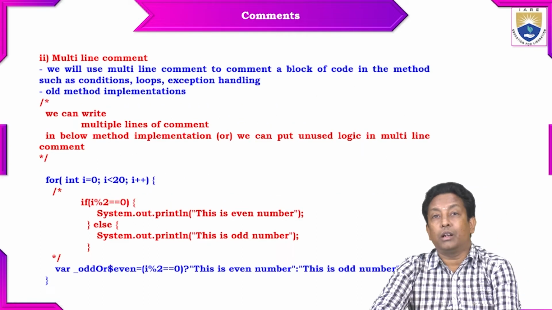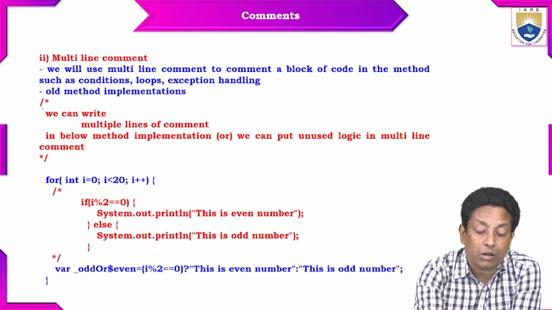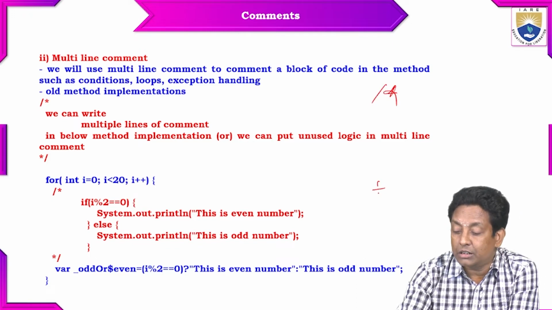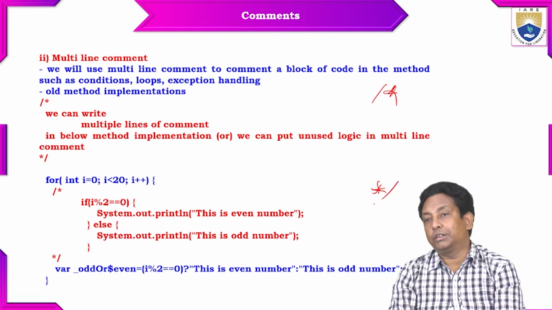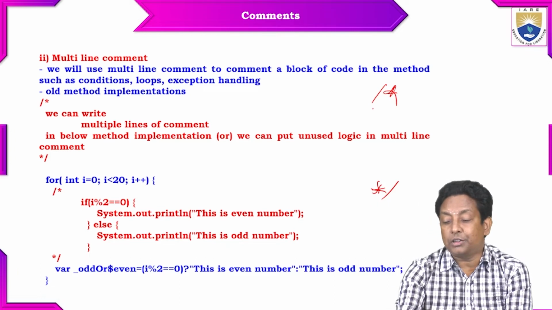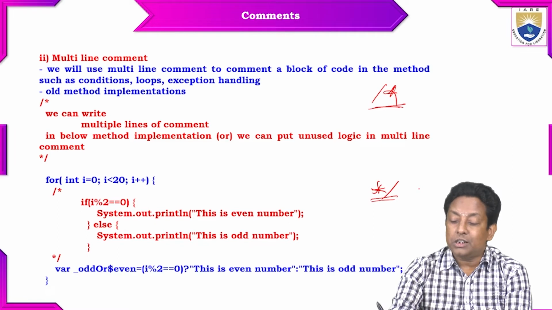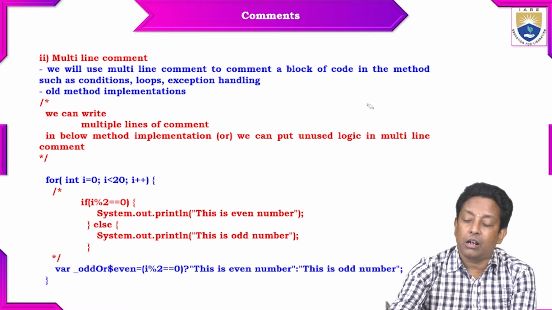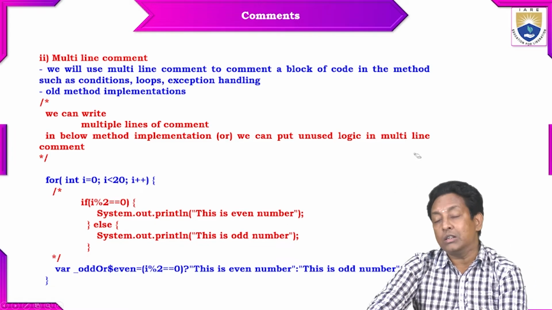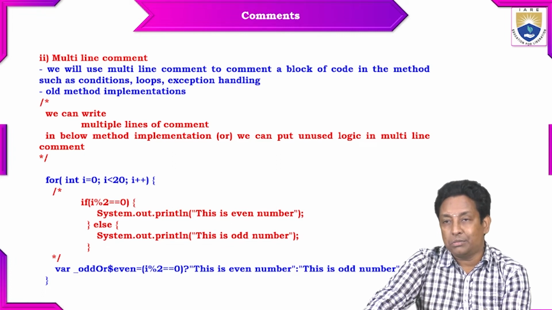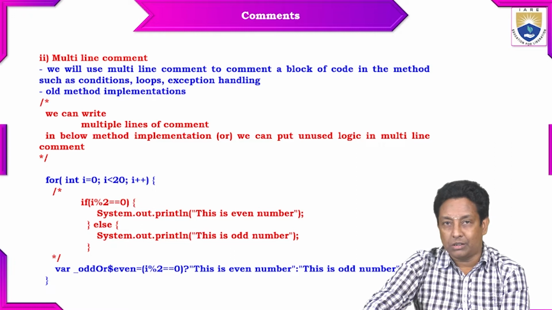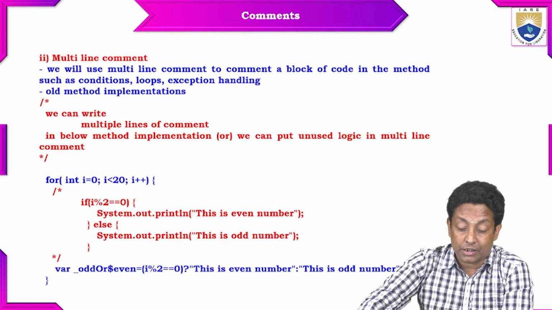Coming to the multi-line comment. To write a multi-line comment, we use forward slash asterisk, and close with asterisk forward slash. This is the common multi-line comment, and single line comments are used across C, C++, VC++, and in the Java programming language. Other languages have their own syntaxes.